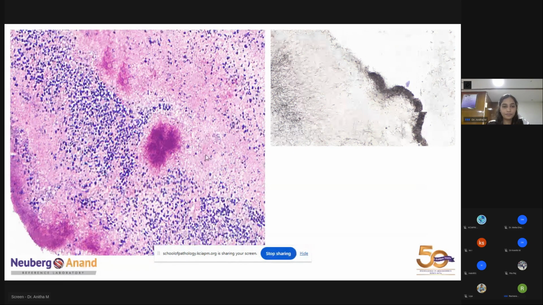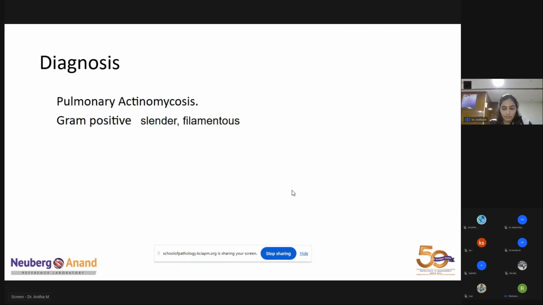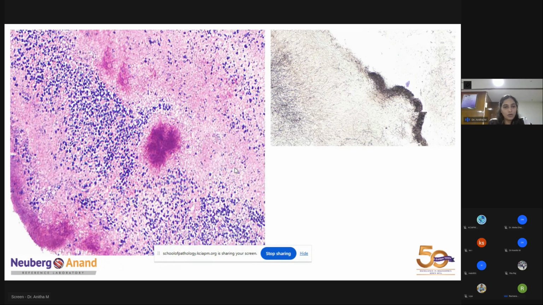What is this? These are the actinomycosis. Yes, this is the colony of actinomycosis. This is a case of pulmonary actinomycosis, caused by an organism which is a gram-positive, slender, filamentous bacteria, and also GMS positive. One of the close differentials is nocardiosis.